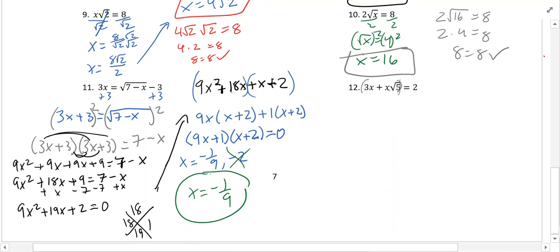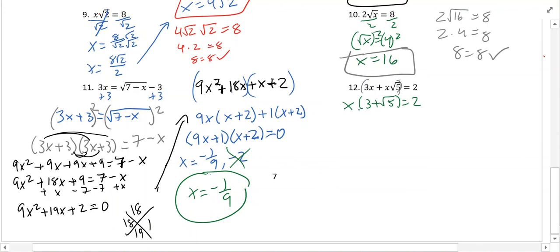There's this parentheses. So they have a GCF between 3x plus x rad 5. So you want to factor that out first. The GCF is x. So we're left with x parentheses 3 plus rad 5 equals 2. Because the whole point of this is to solve for x. So we need x by itself.